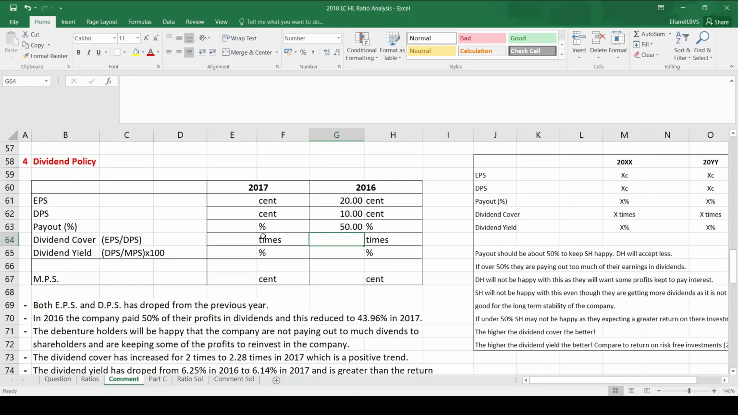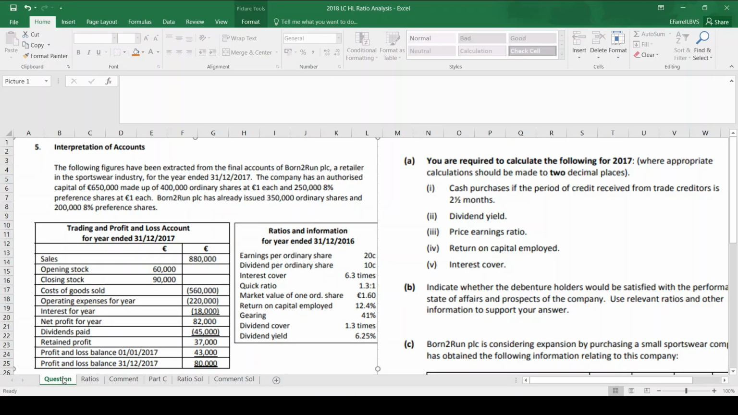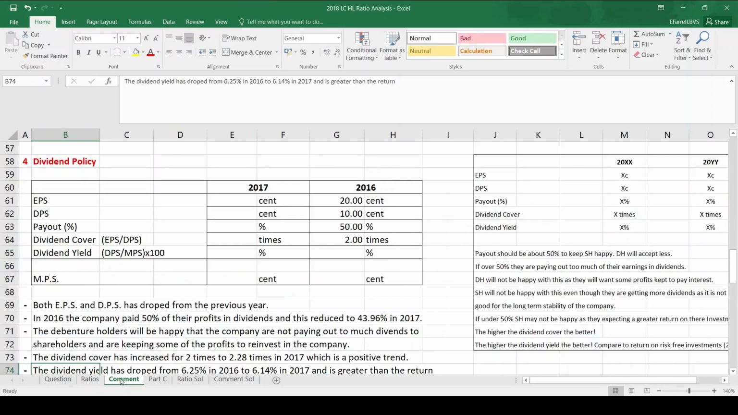The dividend cover is earnings per share divided by dividends per share. Sometimes you're given the dividend cover, sometimes you're not. And again, in this question, it says 1.3. And I think there was a mistake in this question as far as I remember. They said accept either 1.3 or 2. They should be the same, those figures. So I think there was just a little mistake in that. So we're going to go with 2, okay?